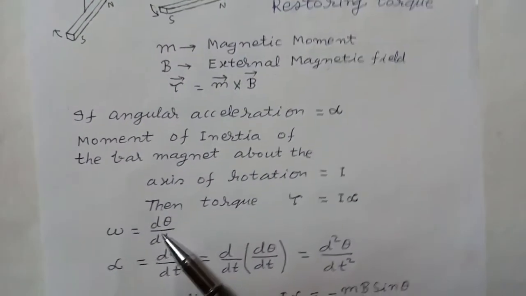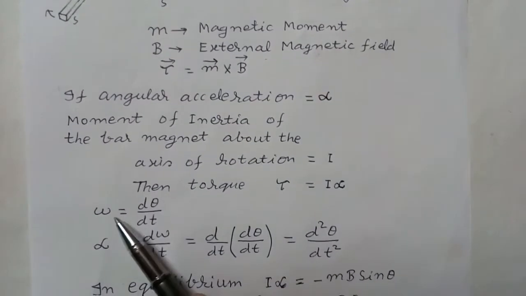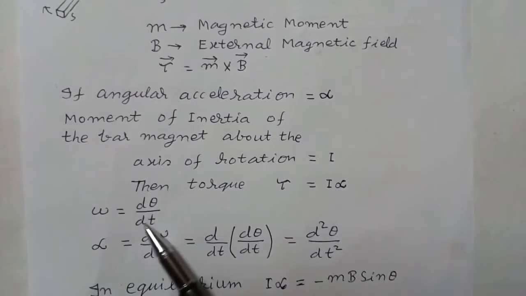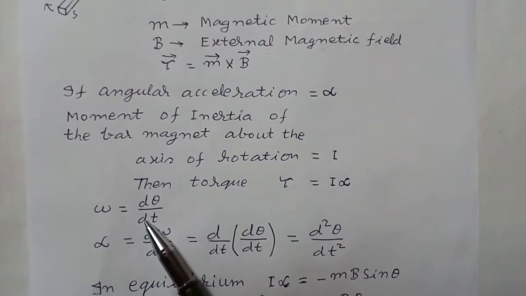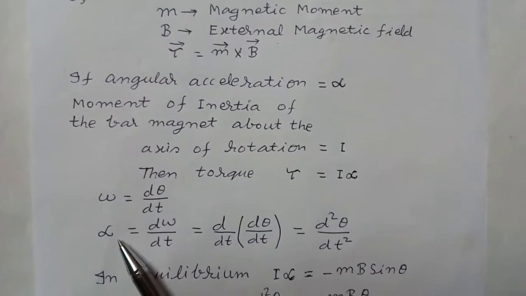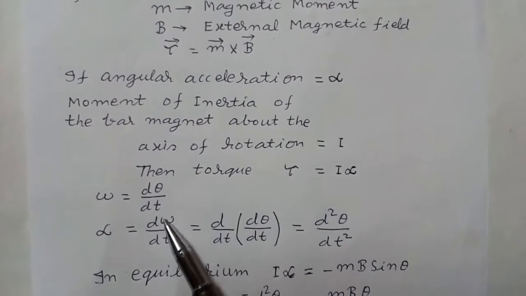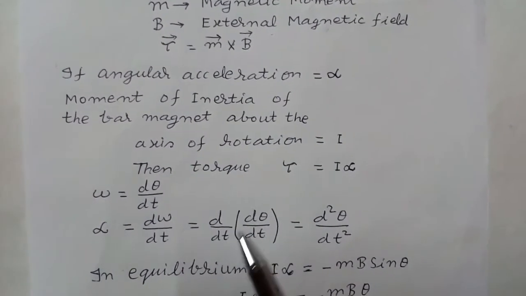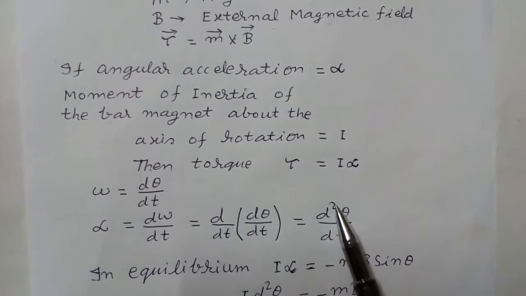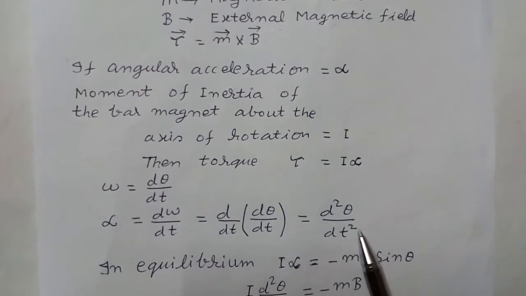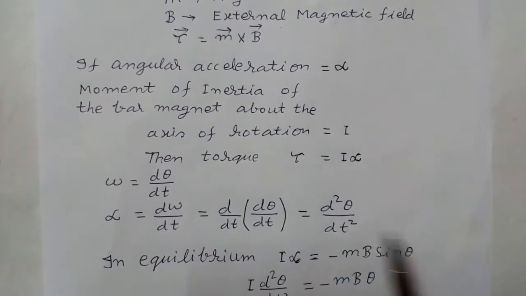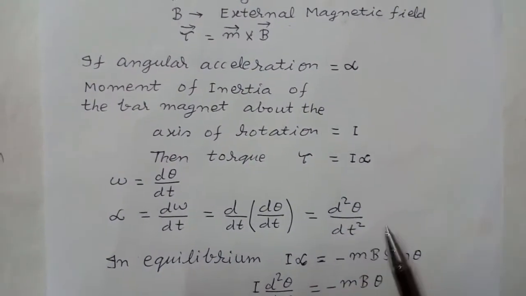Now we know that angular velocity omega is equal to d by dt of theta, or d theta by dt, and angular acceleration alpha is equal to d omega by dt. This is written as d by dt of d theta by dt, which is equal to d square theta by dt square. So for alpha we may write it like this.